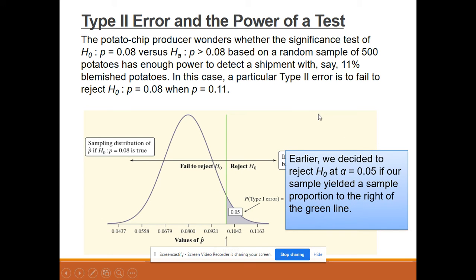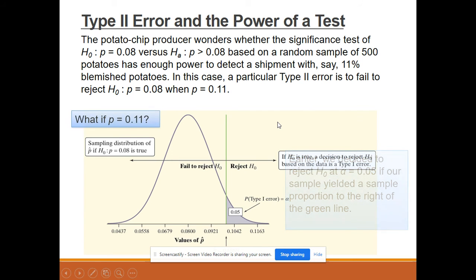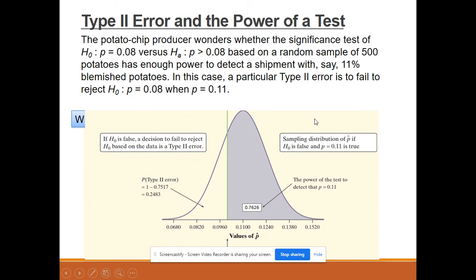Now, the power of a test can change if we change some parameters here. So earlier on, remember, we decided to reject the null using 5%. So that's everything to the right of that green line. But let's say, what if we imagined that p wasn't 0.08? What if in reality it was 11%? Then that changes the makeup of the curve. So now we have the center at 11%. But remember, the test statistic we got was this green line right here.